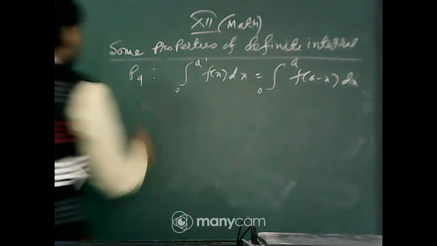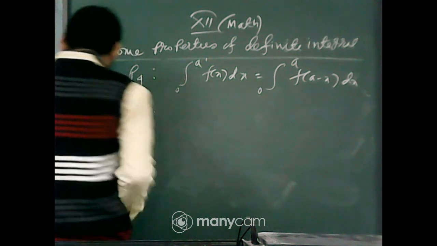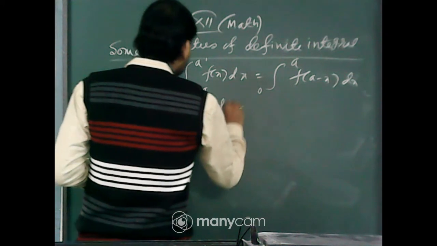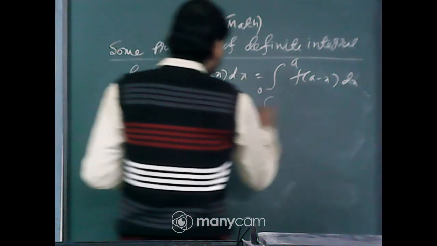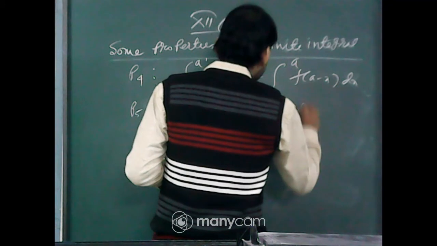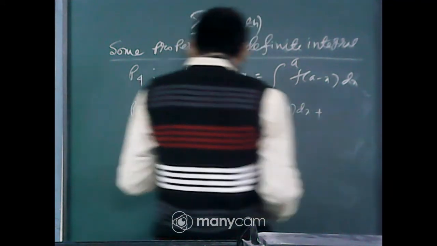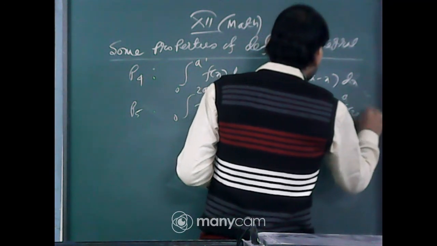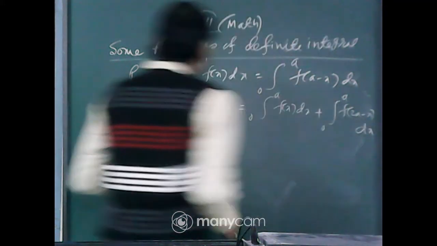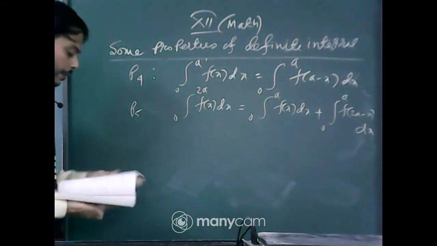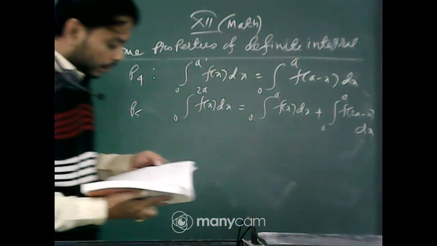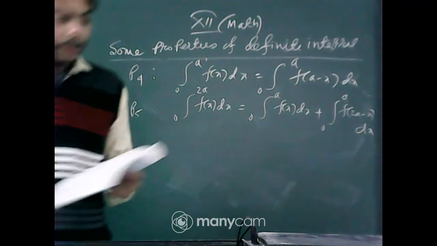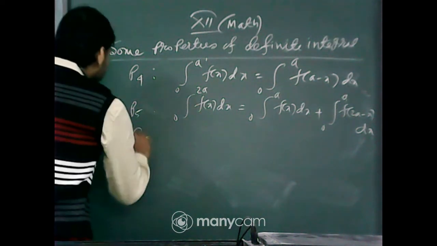Next P5, that is integration 0 to 2a f(x) dx equals integration 0 to a f(x) dx plus 0 to a f(2a minus x) dx. The proof of P5 is given in your NCERT book, page number 342. Just go and check it. I am moving on to the next property, that is P6.